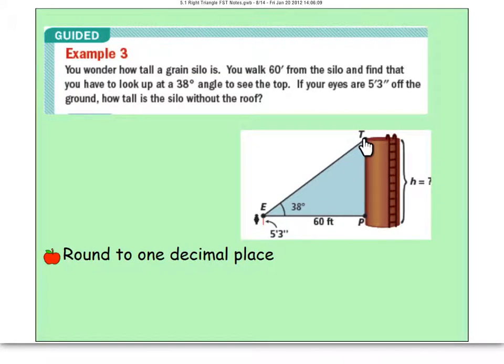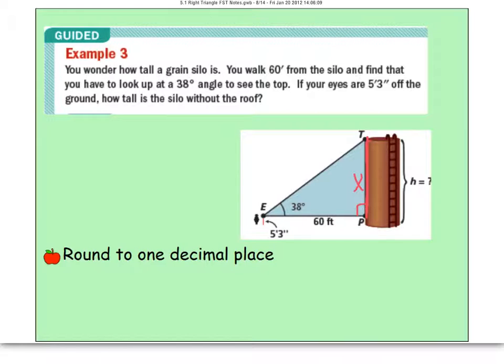And then you identify the top of the silo. It says here your eyes are 5 feet 3 inches off of the ground. How tall is the silo without the roof? So what we need to find is the full length of the silo. Based on what we have, what we could first do is find this distance and call it x. This is a right triangle. You can assume buildings are built at a right angle.